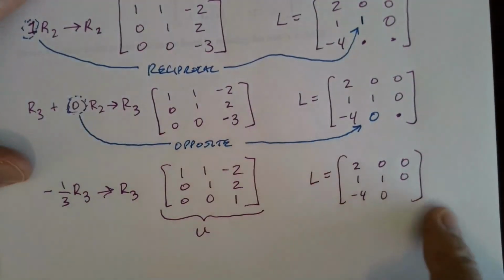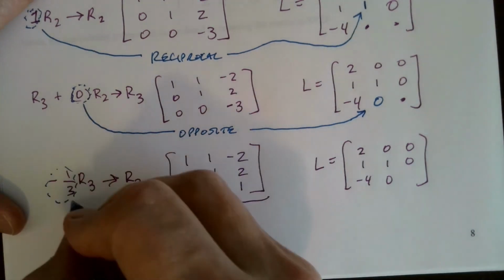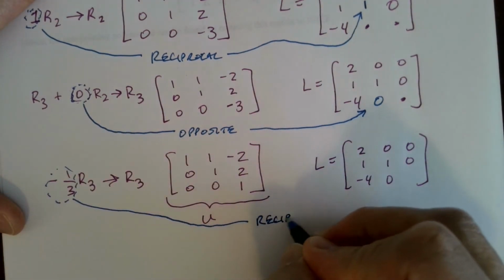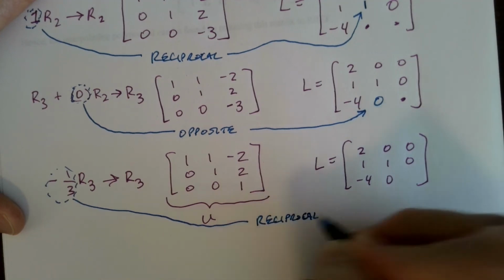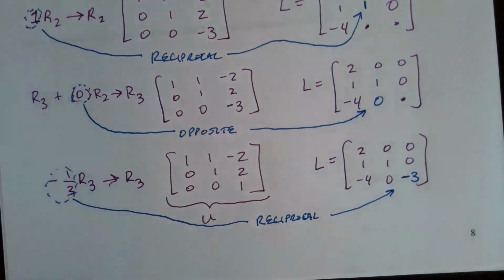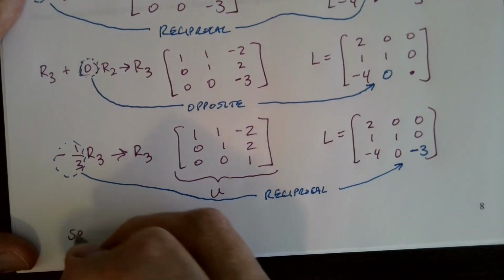Again, I'm on the main diagonal, so I'm going to take that multiplier, and I'm going to take the reciprocal, remember. The reciprocal of negative 1/3 is negative 3. And so our final answer, I'm almost out of room down here. So what is our final answer?